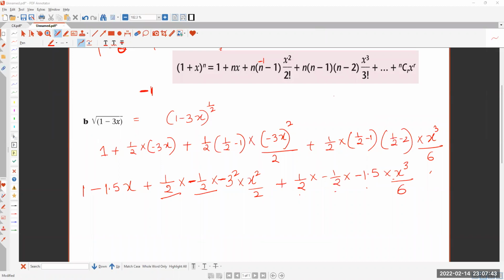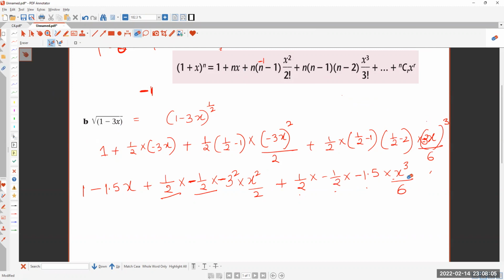Mistake alert, mistake alert, mistake alert. So let me write the mistake. Here I'm supposed to give minus 3x whole cube, because minus 3x is in the place of x over here. So it's supposed to be minus 3x whole cube. Sorry guys, that is a mistake I made over here.